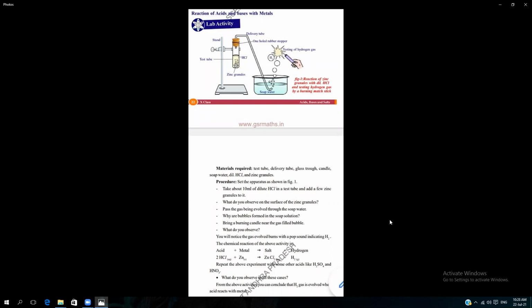H2SO4 means sulfuric acid and HNO3 means nitric acid. Yes, HNO3 is nitric acid. Okay, here in this activity, see here, how many moles of hydrogen chloride are taken?